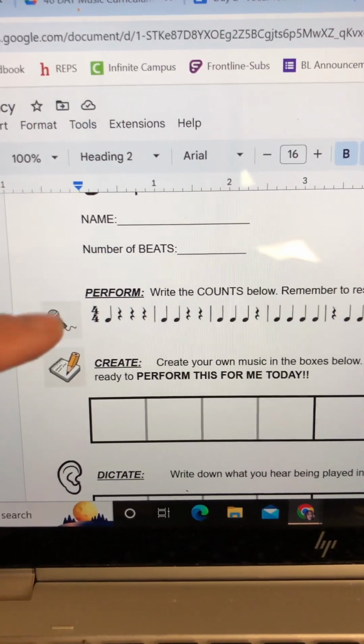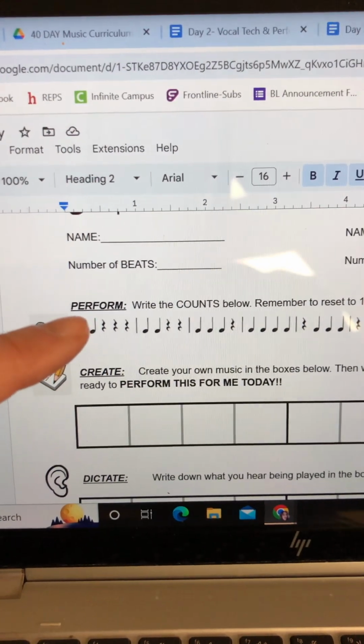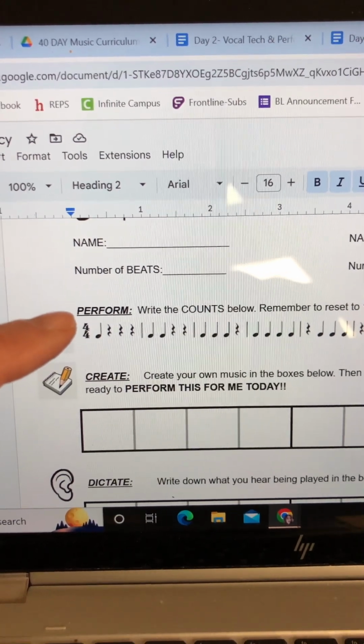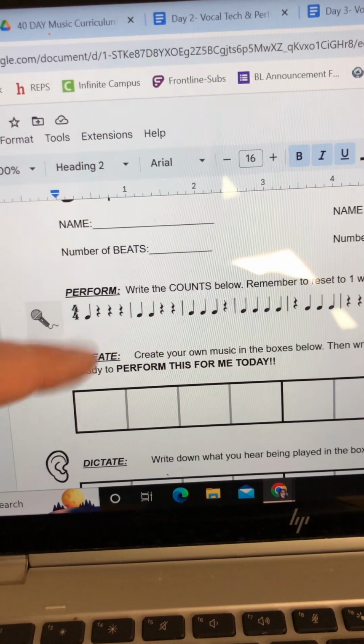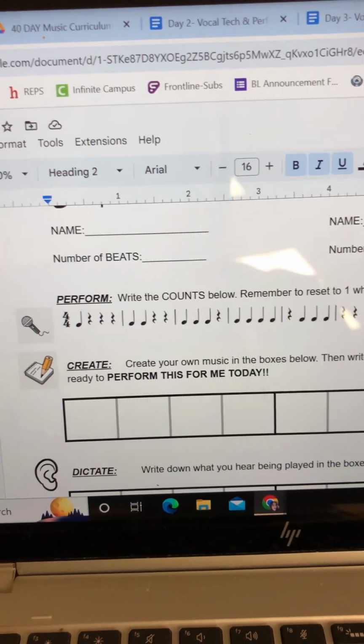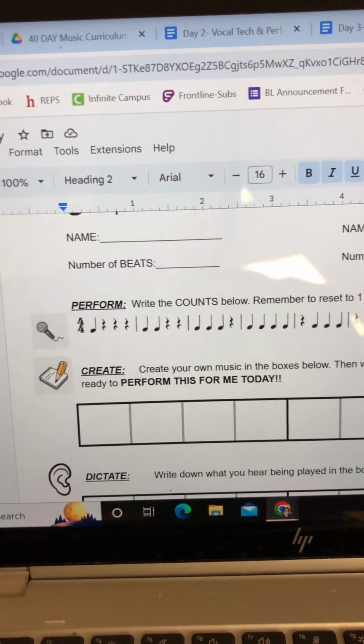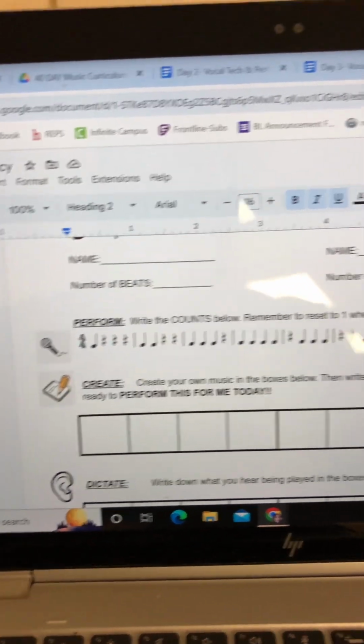Okay. The next one, I want you to pause the video. I didn't write the counts right there, so I'll change that image. I want you to perform. Write the counts, the 1, 2, 3, 4, 1, 2, 3, 4s. Make sure whenever you see a rest, you cross them off. And then we'll perform it. So pause the video, and then we'll perform this together.